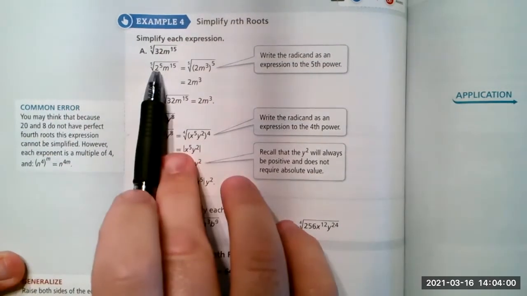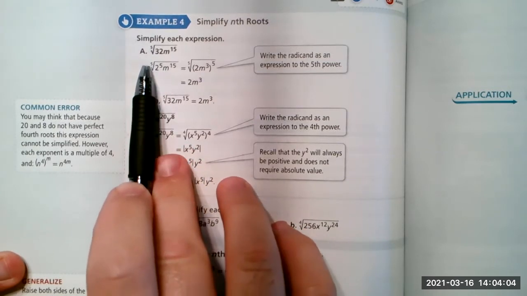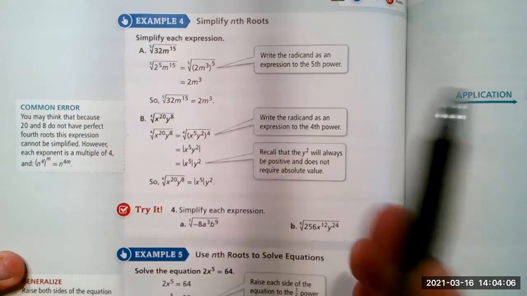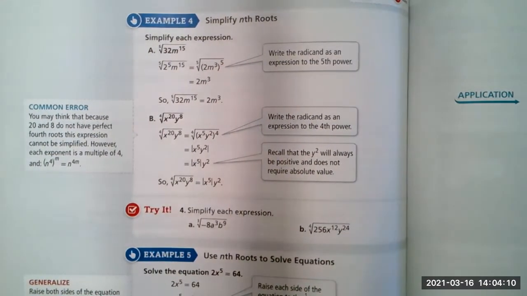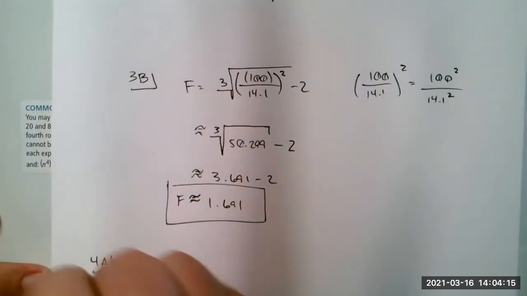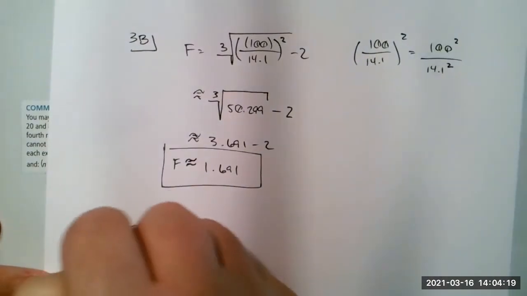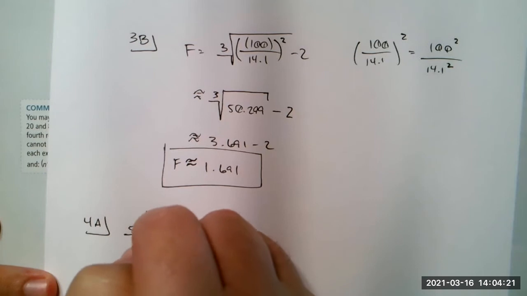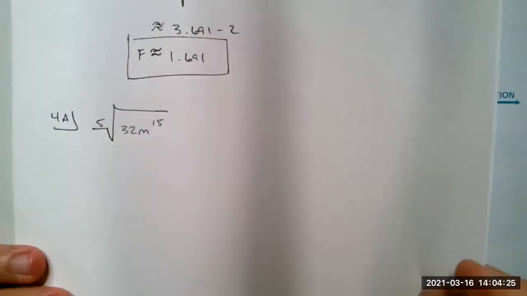They are breaking this up and rewriting 32 as 2 to the 5th to just emphasize that the 5th root of 2 to the 5th is just 2. I might do it a little bit differently. So let's take a look at it. 4a. The 5th root of 32m to the 15th.